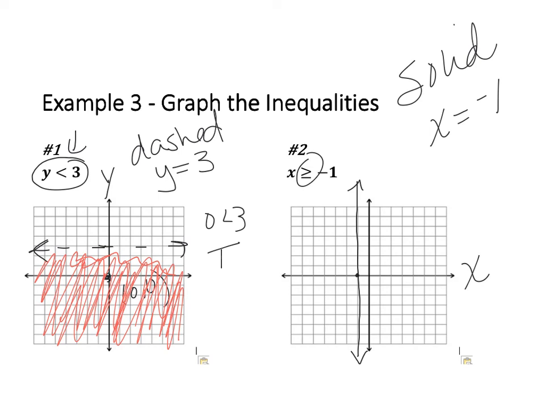Alright, now test point. Basically, I want all the numbers greater than, bigger than negative 1. So all my numbers bigger than negative 1 are on this side of my line. So that's the area I shade. So that's how you shade a vertical or a horizontal line in an inequality.